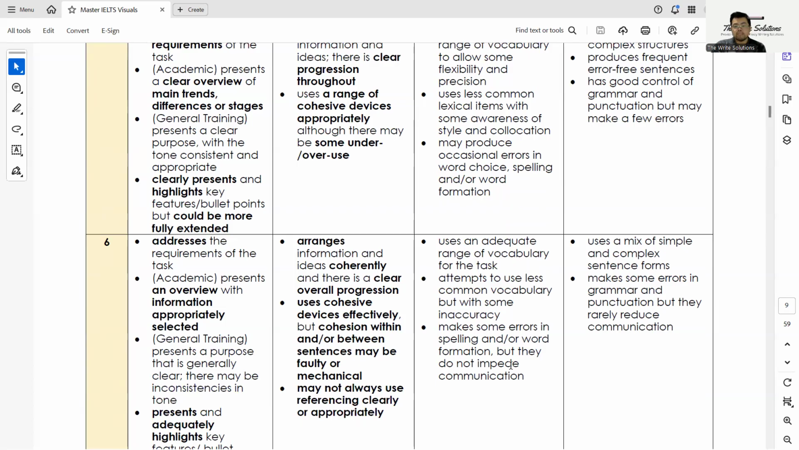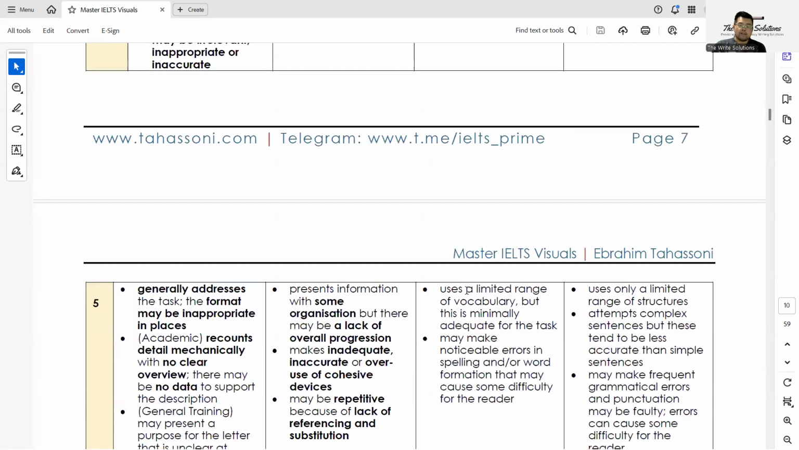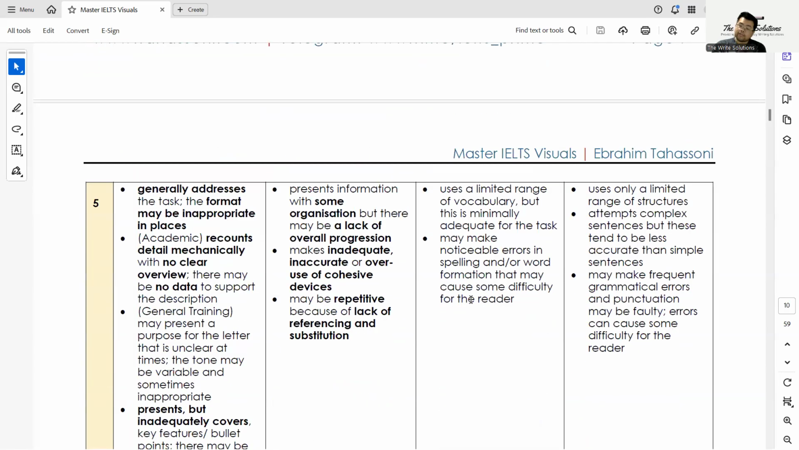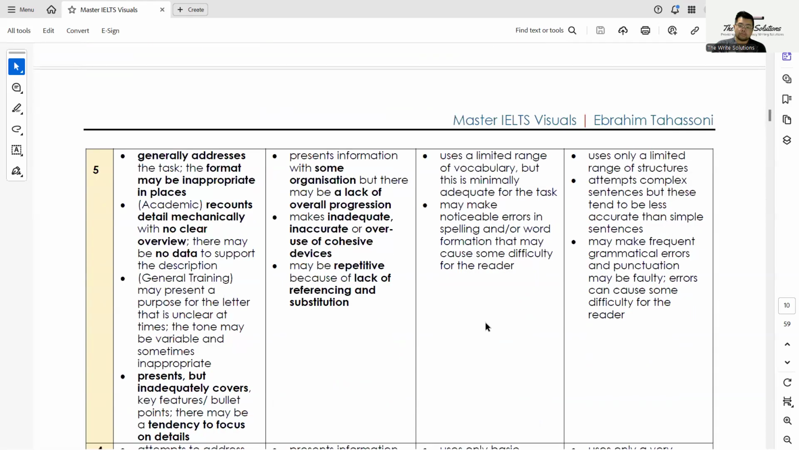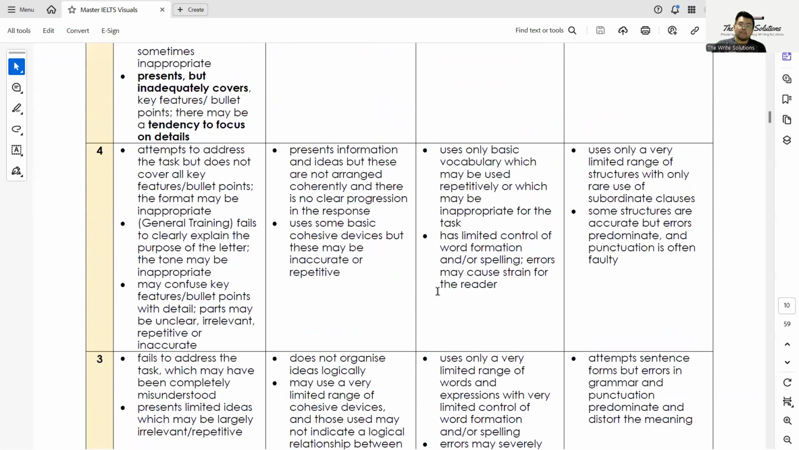Band 6 has many errors, okay? Some vocabulary is not adequate. They're not using the vocabulary correctly. Maybe a collocation is a mistake, or word formation or spelling, many errors. When you go to band level 5, there's limited use and many noticeable errors, okay? Band 4 has even more errors, also repetitive, basic vocabulary.